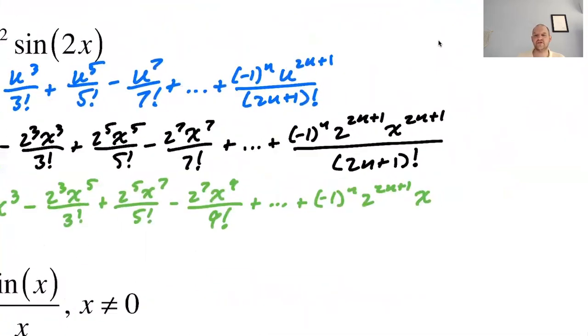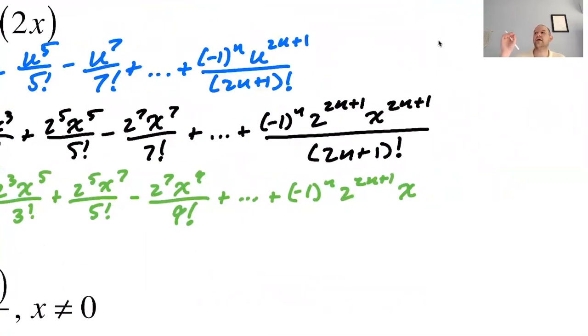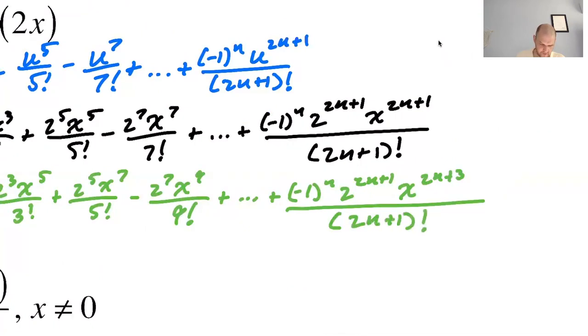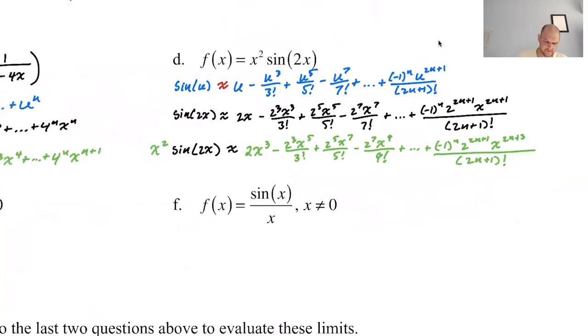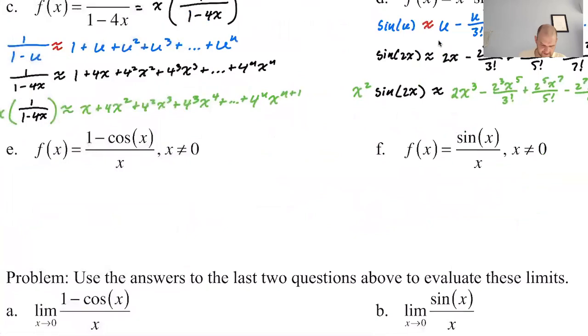So here I got to do 2n plus 1 plus 2, because it's x to the 2n plus 1 times x squared. You add the exponent. So I'm going to end up with 2n plus 3, and then all over the quantity 2n plus 1 factorial. So hopefully I used an approximate. I did. Look at me. All right, so now let's do the last 2 of these.